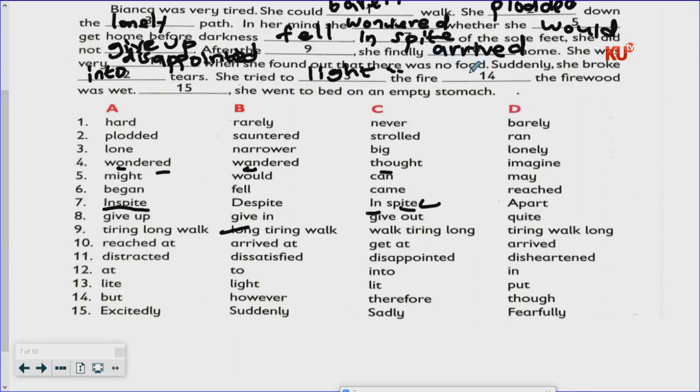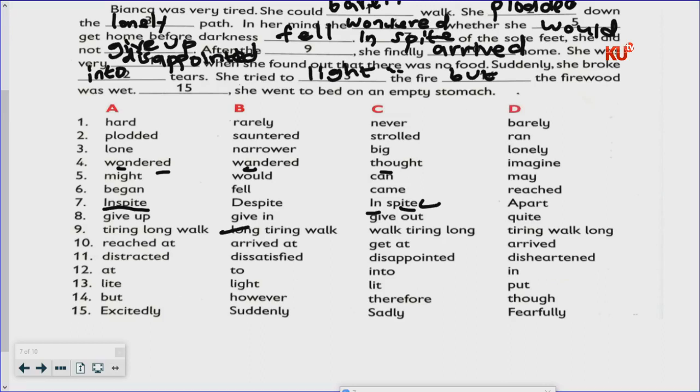She tried to light the fire. Dash, the firewood was wet. But the firewood was wet. However, the firewood was wet. Therefore, the firewood was wet. Though the firewood was wet. So contrary to what she was trying to do, we use but. I taught that in my lessons, if you've been following. But the firewood was wet.